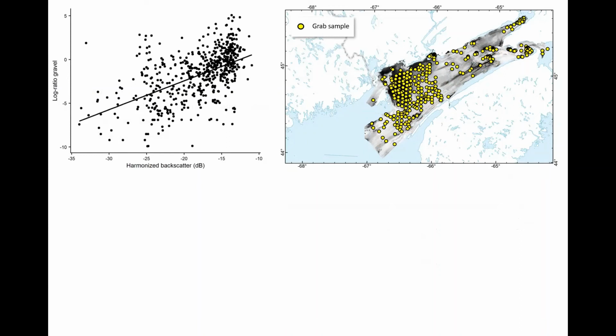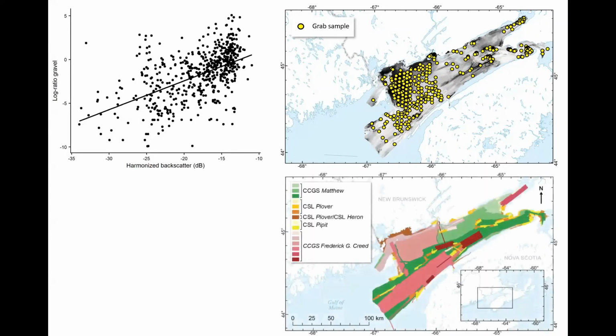So we do have a bunch of legacy grab samples as well. I know it's like stacking legacy data on legacy data, but it's still pretty informative. You can see we look at the proportion of gravel versus backscatter. There is a relationship. It's highly variable. There's a lot of variance in that fitted line right there.